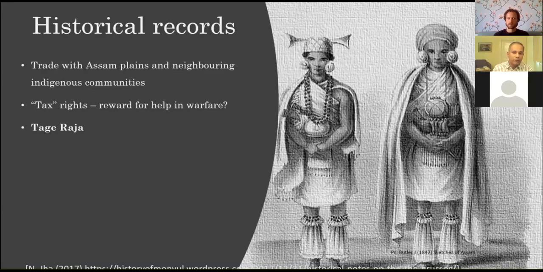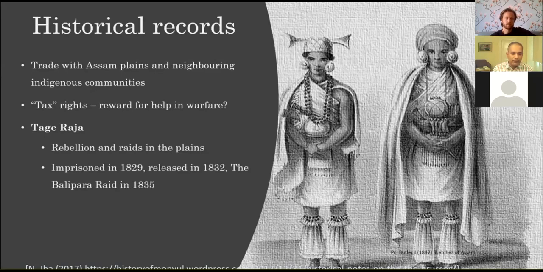And their most famous historical figure is Tage Raja in Hrusso Aka. He repeatedly rebelled against the British and conducted raids in the plains. He was imprisoned in 1829, and in 1832 he was released. And from there he raided Badipara, and there was a massacre of a British outpost, and then he was outlawed. Finally, there was a peace, and then in 1873, Tage Raja died. The Hrusso people have had amicable relationship with the plains people and with the Indian government ever since.